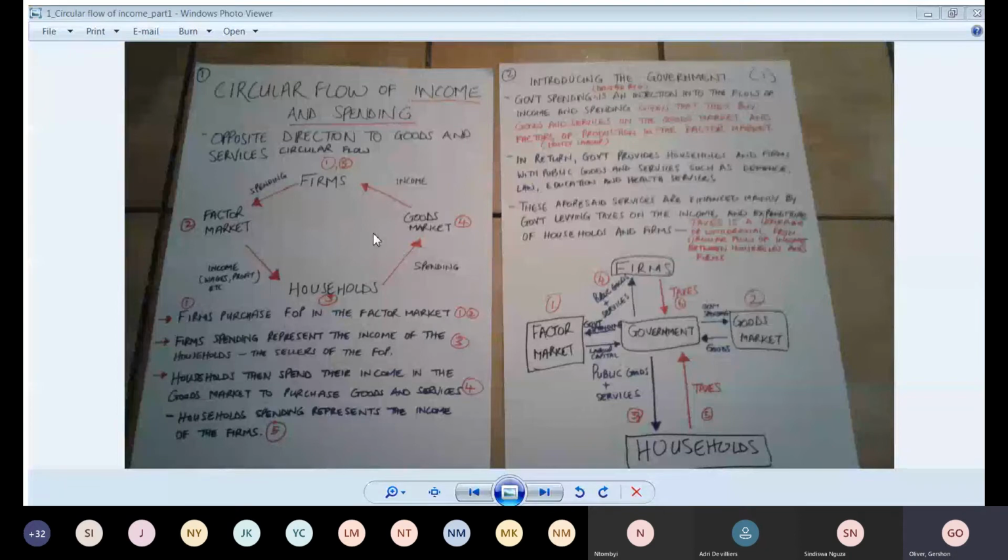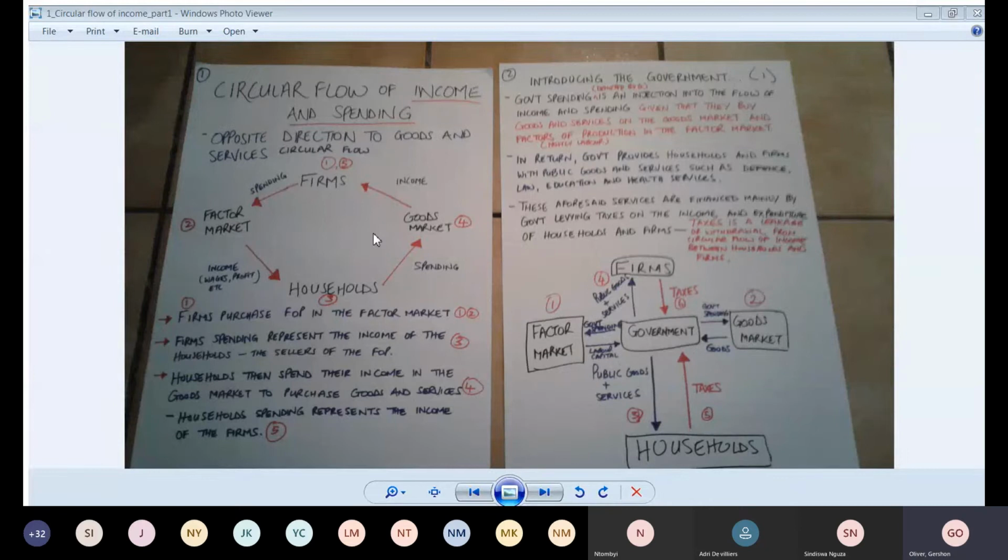That is why I'm saying government spending is an injection into the flow of income and spending, because by spending that money, they are putting money into the economy to build hospitals and schools. Who's going to tender for that? It's other businesses in the private sector. They get the job, they employ people, and that gets the economy ticking over, spurring on economic growth. That is why it's an injection into the circular flow of income and spending. In return, government provides households and firms with public goods and services such as defense, law, education, and health services.